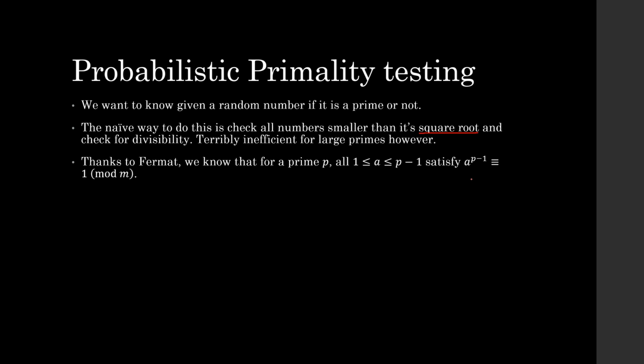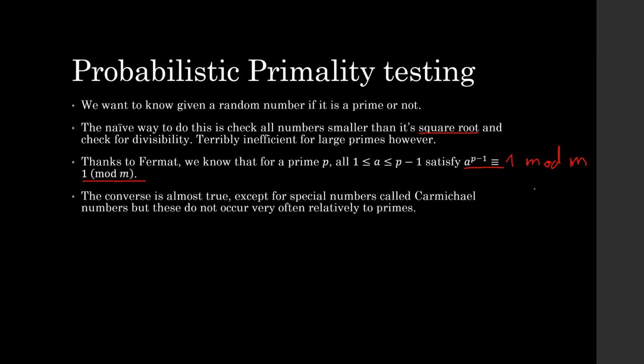Well, thanks to Fermat, we know that for a prime p, if I look at all the integers that are smaller than p, so that are between 1 and p minus 1, we're going to satisfy a to the p minus 1 is congruent to 1 mod p. And so that's just Fermat's little theorem, right? I'll rewrite it here, like this. So this is Fermat's little theorem, and you should be familiar with that by now.